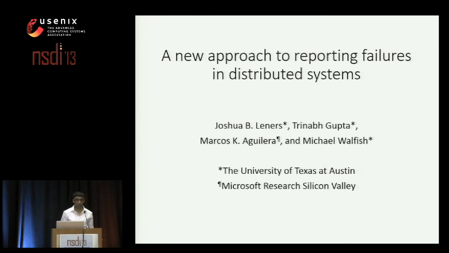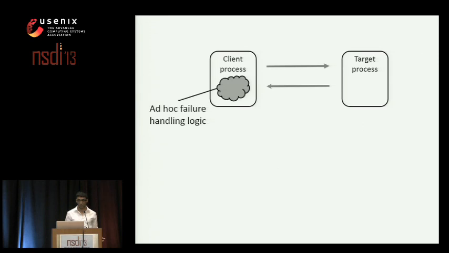I'm going to talk about a new approach to reporting and handling failures in distributed systems. Every fault-tolerant distributed system must handle failures. Typically, this failure handling logic is embedded within the code of these systems in an ad hoc manner. But we are also starting to see systems that factor out this functionality. For example, systems like Cassandra, RamCloud, Voldemort, and others implement a failure detector class.